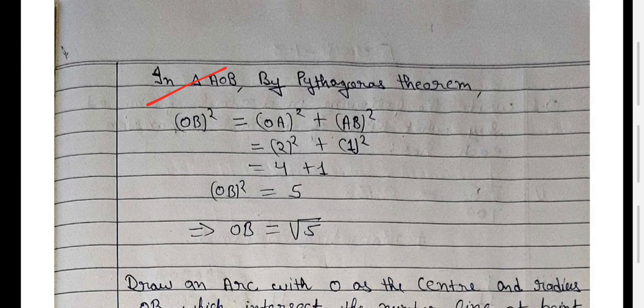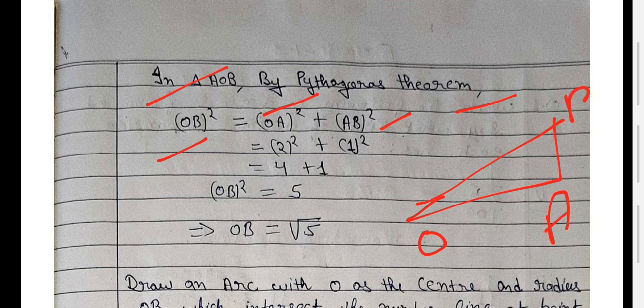Now in triangle OAB, by Pythagoras theorem, OB square is equal to OA square plus AB square. If you take this right angle triangle OAB, here 2 units, here 1 unit, you construct now. So OB square is equal to OA square plus AB square. Put the value of OA as 2 and AB as 1. It means 4 plus 1, it becomes 5. So what is the value of OB? It becomes root 5. It becomes root 5 units.